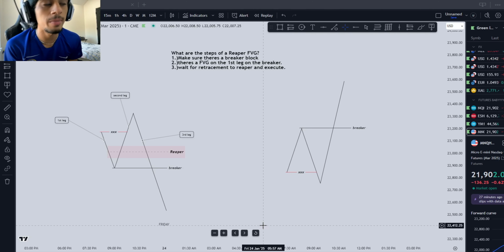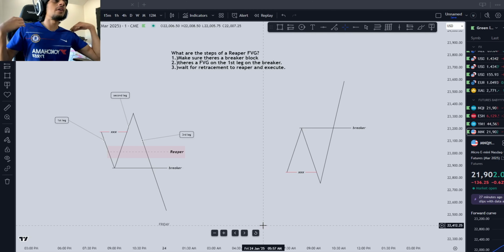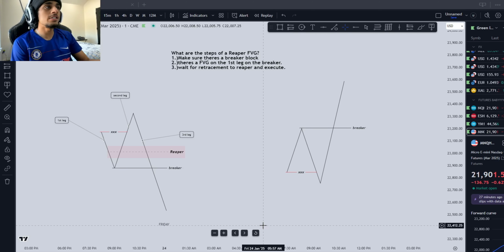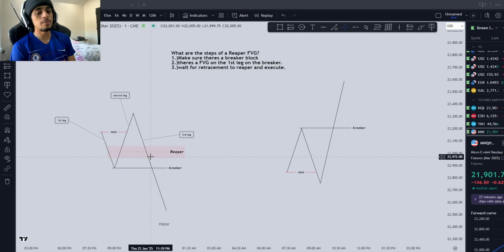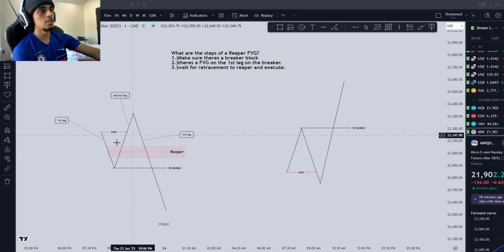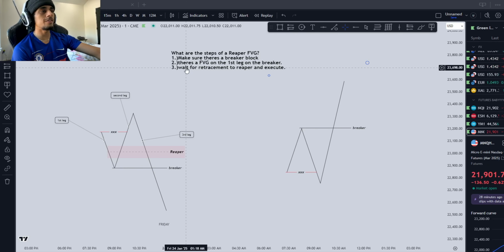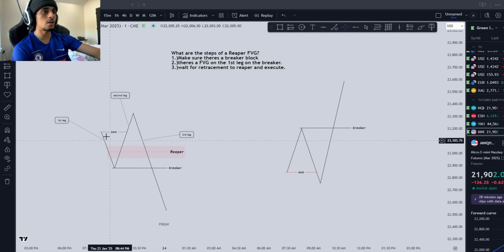Now that we're in the charts, we can talk about the steps we need to look at to figure out a Reaper fair value gap. First things first, you want to make sure there is a breaker block, because without a breaker block, there is no Reaper. So that's our first thing to look for. Over here, we have our breaker that's already formed. The second thing is to make sure there is a fair value gap on the first leg of the breaker block.